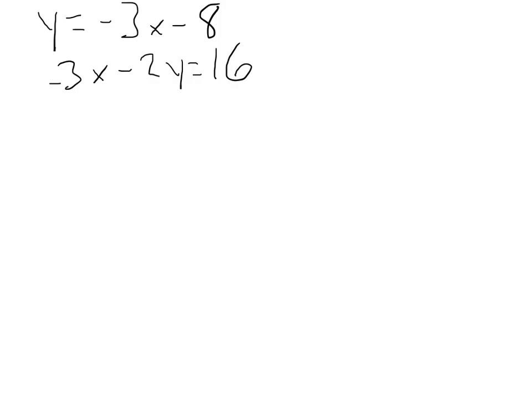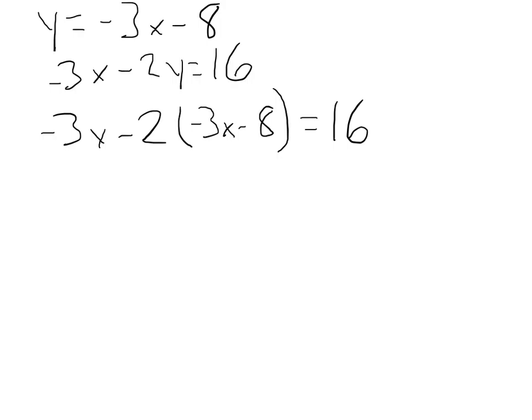So usually the first step would be to just solve for one variable and then plug that value into the other equation for that variable. But since we already have y solved for, we can just plug in the negative 3x minus 8 for the y into the other equation. So it would look like negative 3x minus 2, and then instead of the y, we just do the negative 3x minus 8. And then that equals 16.